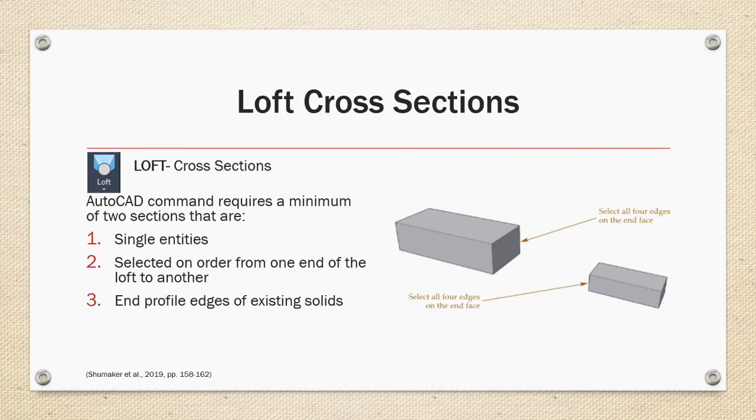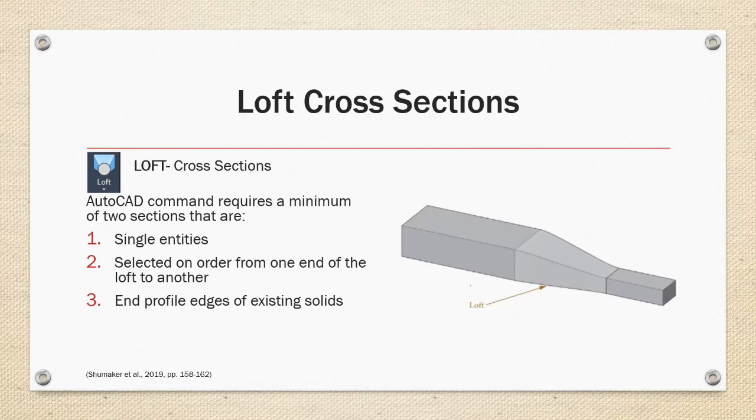The third is the profile edges of existing solids may be selected using the multiple edge option, which allows the edges to be selected and the resulting loft will blend the 2 solids together as shown on the right. And lastly, points may be used in a loft, but they can only be used for the first and last sections in the series.